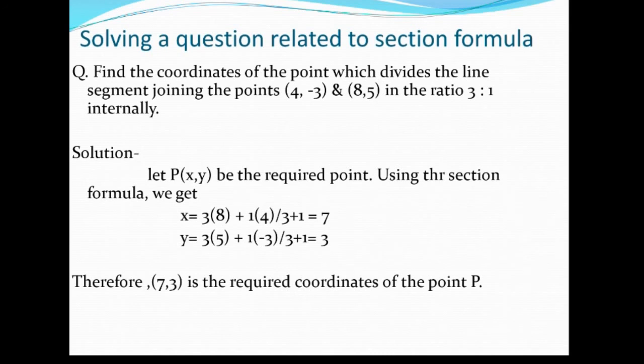Here in the solution we can see that we assume a point P whose coordinates are x and y. Then we directly applied the section formula and got the coordinates. Therefore (7, 3) are the required coordinates of the point P.